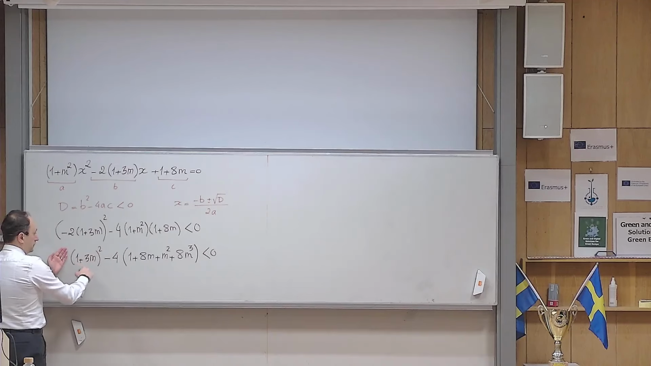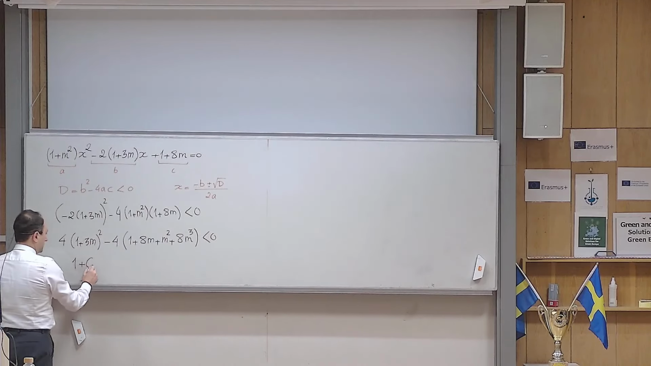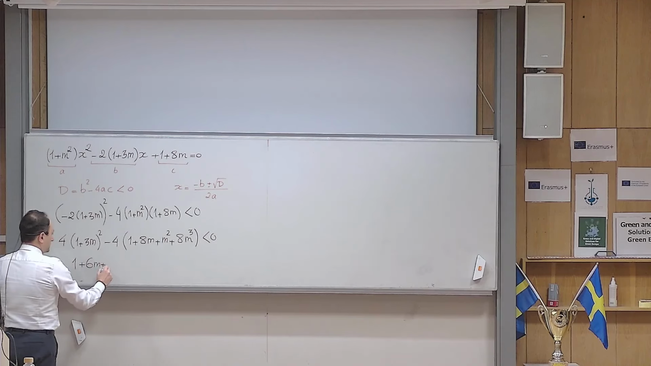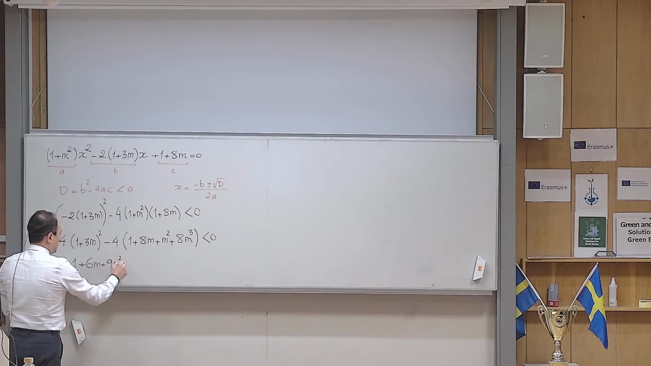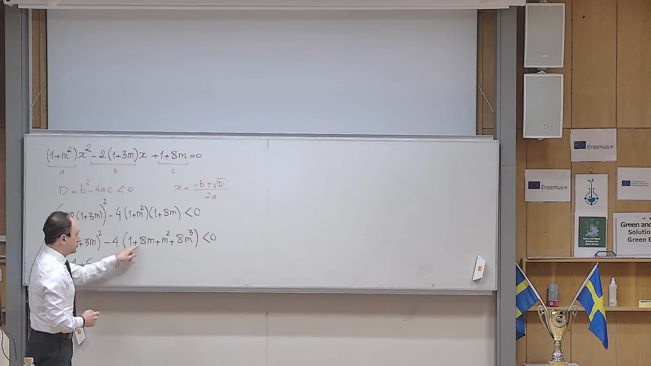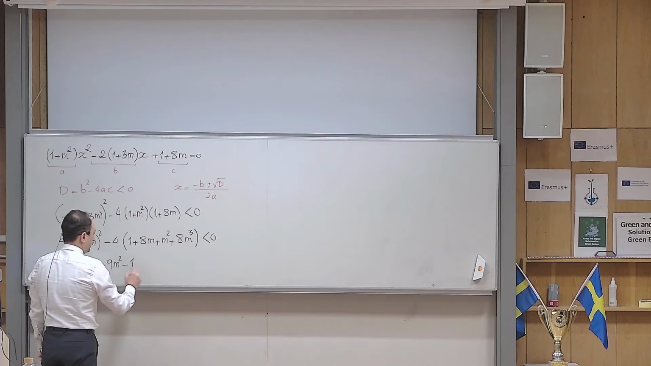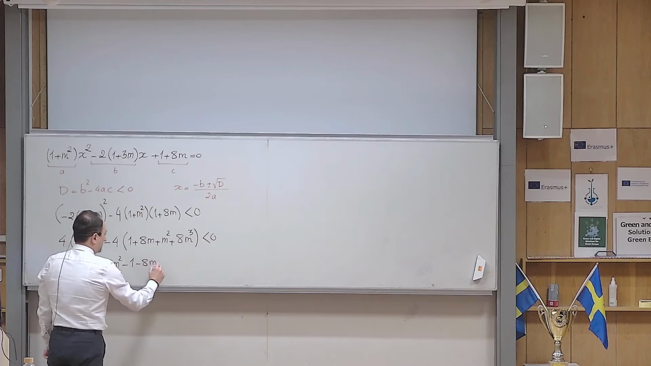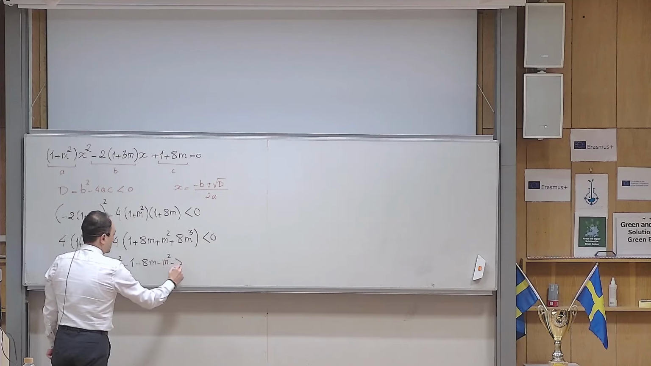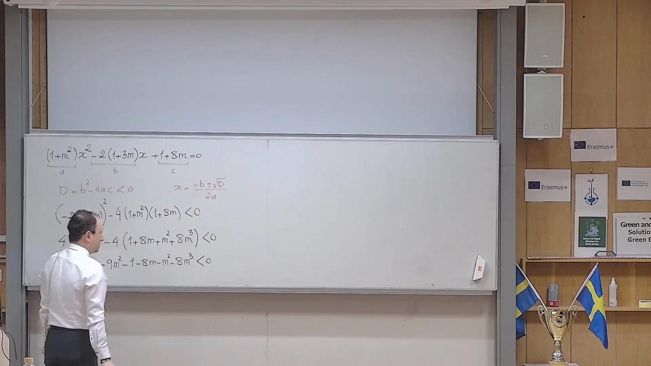Then I square this using the squaring rule. I expand it: the first one squared, 2 times the first one times the second one, and the second one squared. When I divide by 4, this 4 is gone, but the minus sign is there. So the minus sign goes to all the terms within the pair of brackets. It becomes −1 − 8m − m² − 8m³. This is supposed to be less than 0.